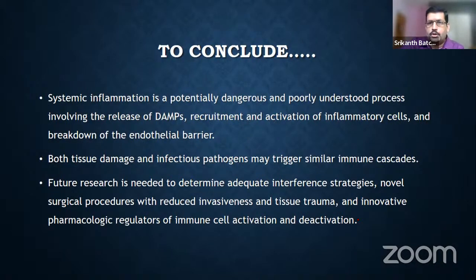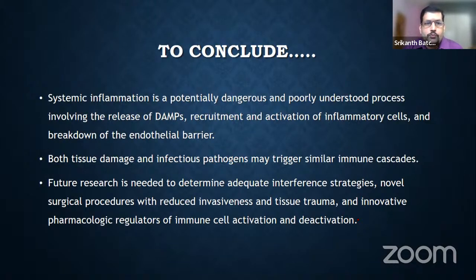So to conclude, systemic inflammation is a potentially dangerous and poorly understood process, which is very sad to say, involving the release of damage-associated molecular patterns, recruitment and activation of inflammatory cells, and breakdown of the endothelial barrier. Both tissue damage and infectious pathogens may trigger similar immune cascades, which is the major contributing factor for the dysregulated immune response.